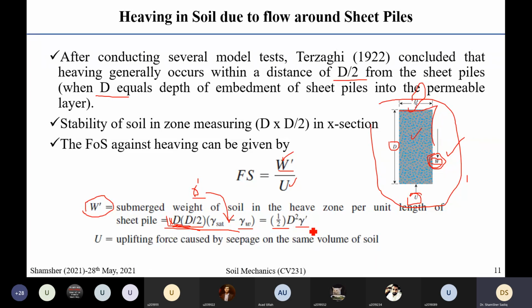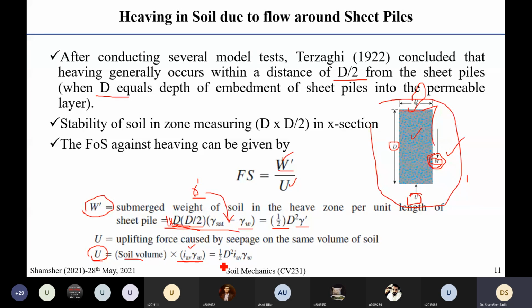I already told you U is the uplift force. We are going to solve one practical example. Now, how to calculate U? U is equal to soil volume multiplied by seepage stress, because this is the seepage force per unit volume, multiplied by the soil volume. This will be the total seepage force.